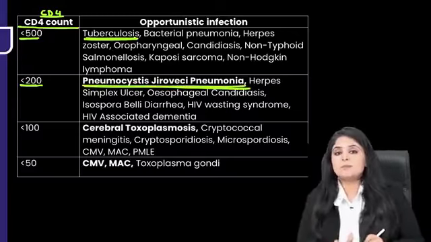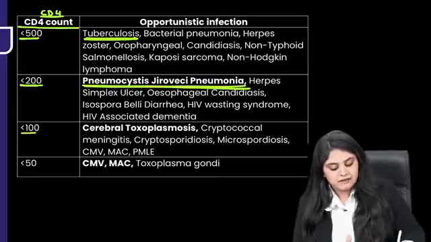In less than 100, they are going to ask you about cerebral toxoplasmosis, cryptococcal meningitis, cryptosporidiosis, even CMV can be seen. So, sorry, CCC things are coming. What did I say? Cerebral toxoplasmosis, cryptococcal meningitis, cryptosporidiosis, and CMV can also be there. But please remember, less than 50.